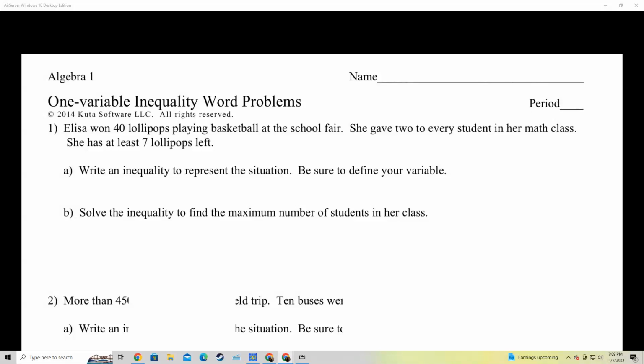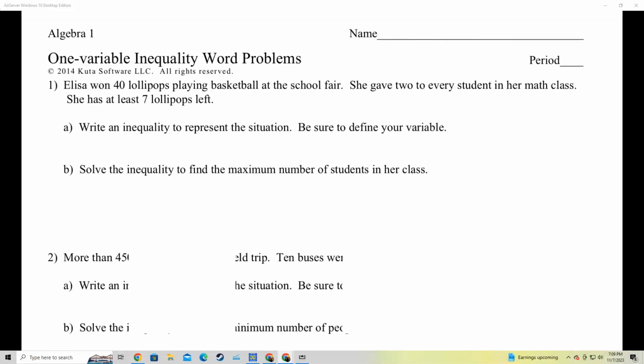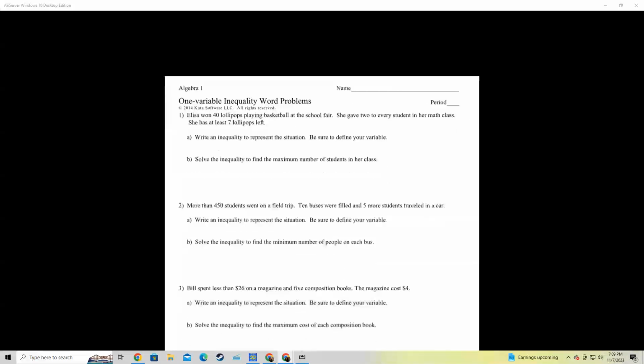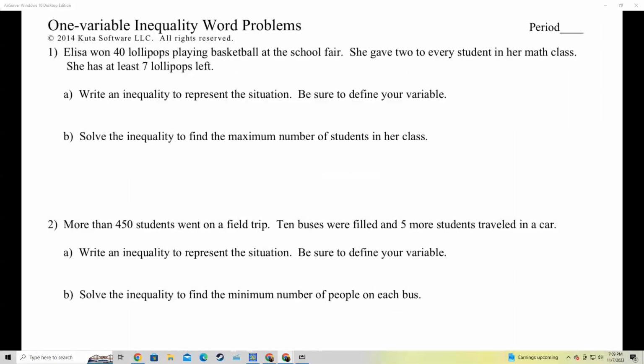Okay, today's lesson is going to be on one variable inequality word problems. So it's going to be very similar to what we've been doing before. The only difference is now we're going to be having word problems on this. And I don't know why, but there you go. Part of it wasn't showing up, so sorry about that.